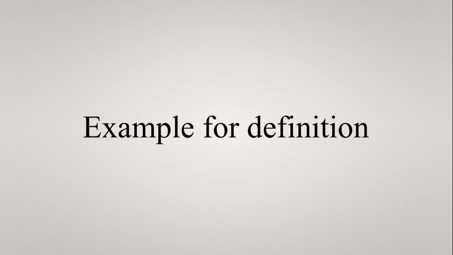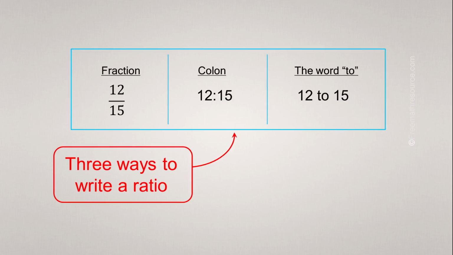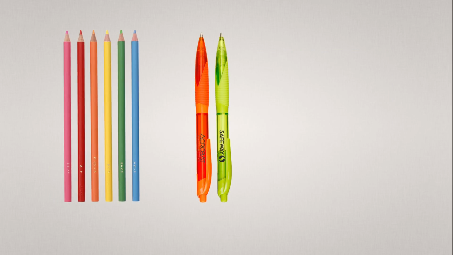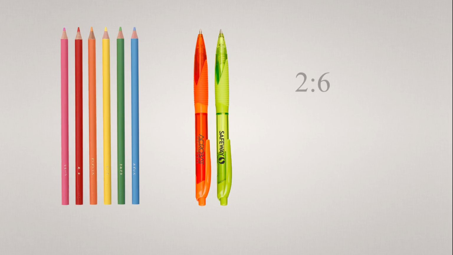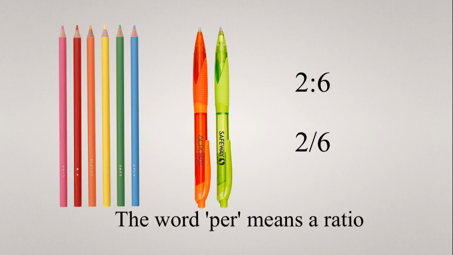Example for definition. As you can see, there is more than one way to express a ratio. For example, if you have 6 pencils and 2 pens, all the following are good ways to express the ratio of pens to pencils: 2 is to 6, 2 per 6. The word per also means a ratio.